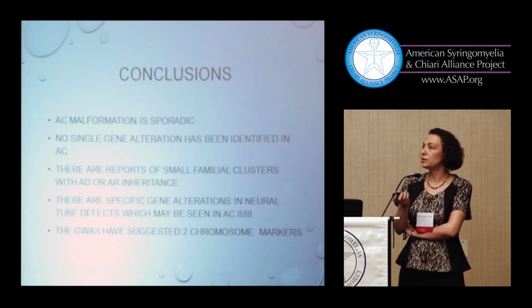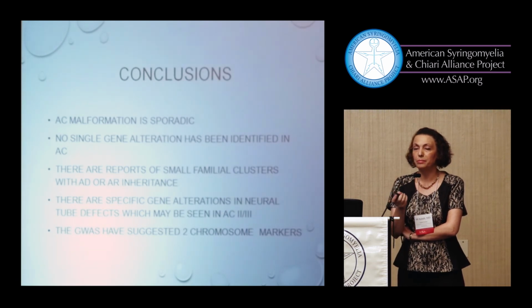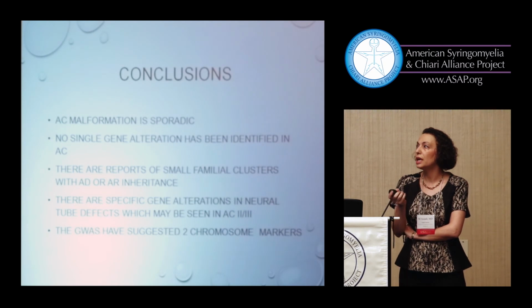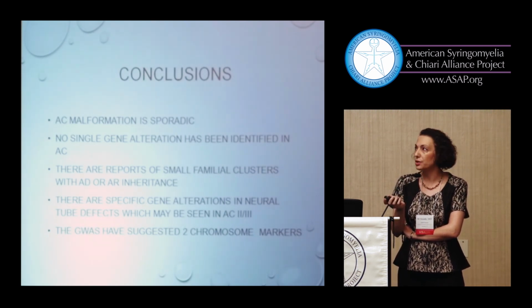In the case of neural tube defects, there is more information about potential susceptibility factors, and of course they co-occur with types 2 and 3 of Chiari malformation. And the genome-wide association study in Chiari malformation has suggested 2 markers.